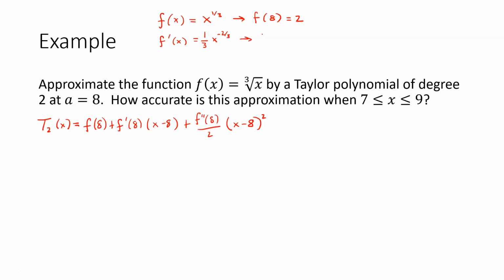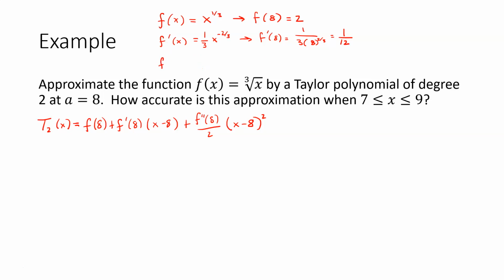And so here I can evaluate f prime of 8 as 1 over 3 times 8 to the 2/3 power. 8 to the 2/3 power will be the cube root of 8 squared, so it'll be 2 squared, which is 4. So it'll be 1 over 3 times 4, which is 12.